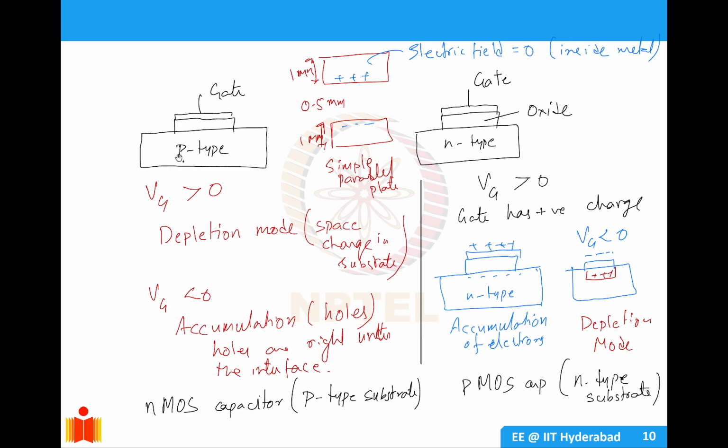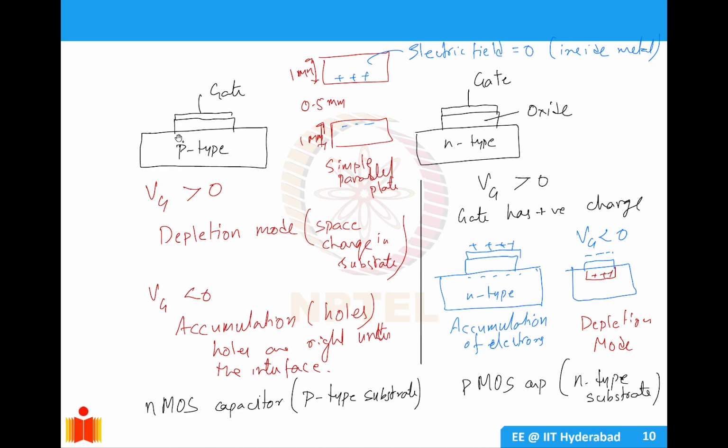So if you have a p-type substrate and you apply a positive bias on your metal, or we call it the gate, what will happen is you will have negative charges accumulate on your semiconductor surface, and this will cause a reduction in your positive charges. So it is called depletion mode.